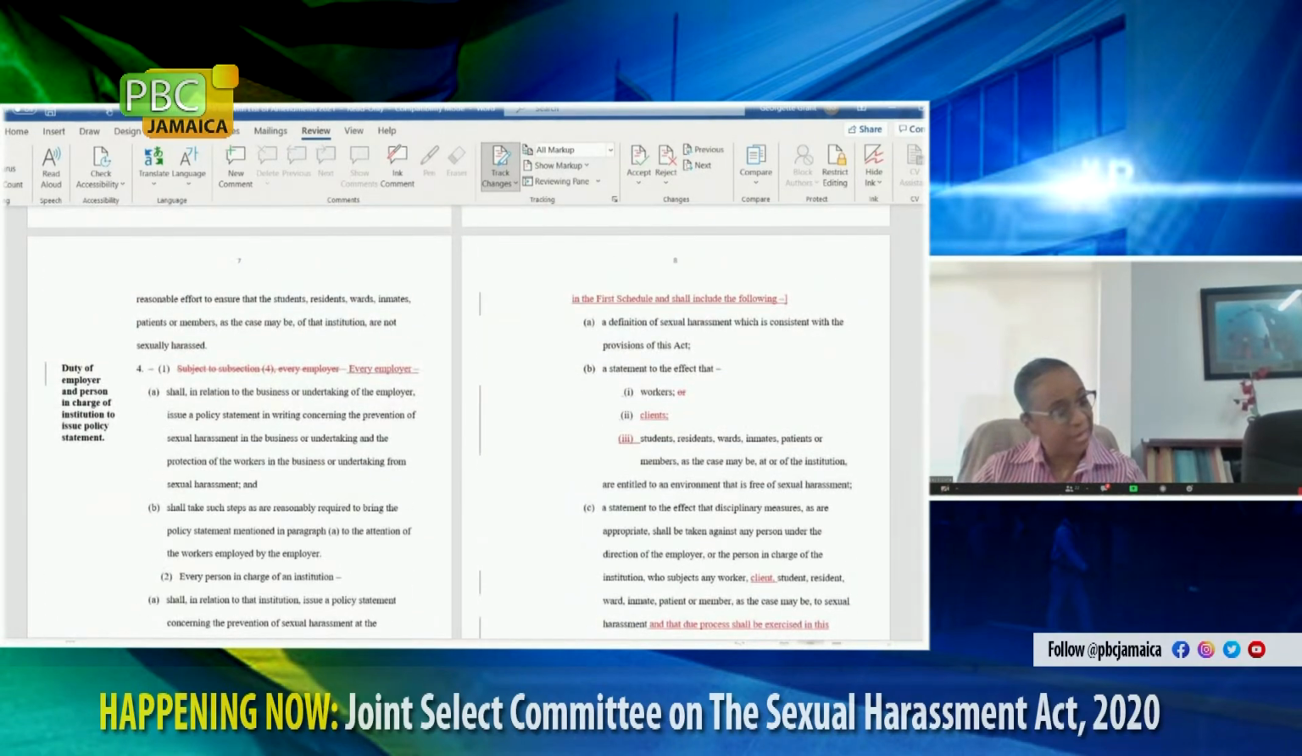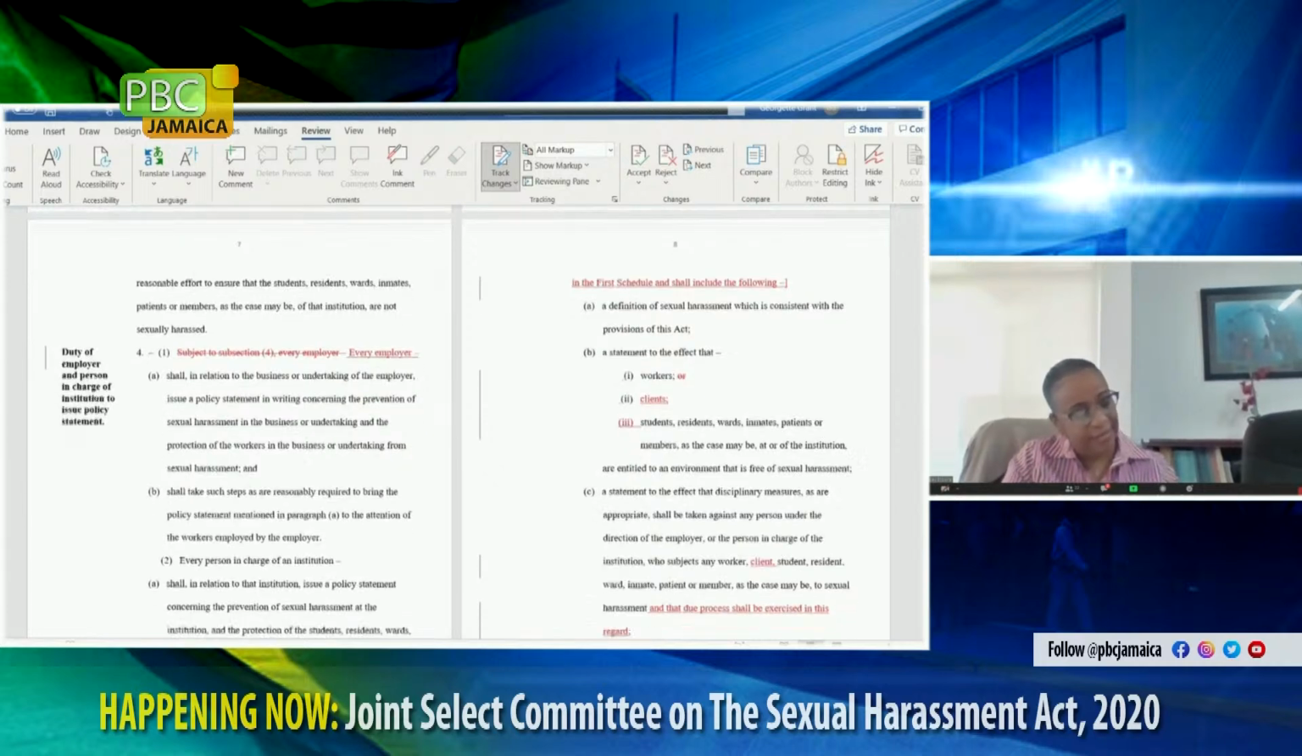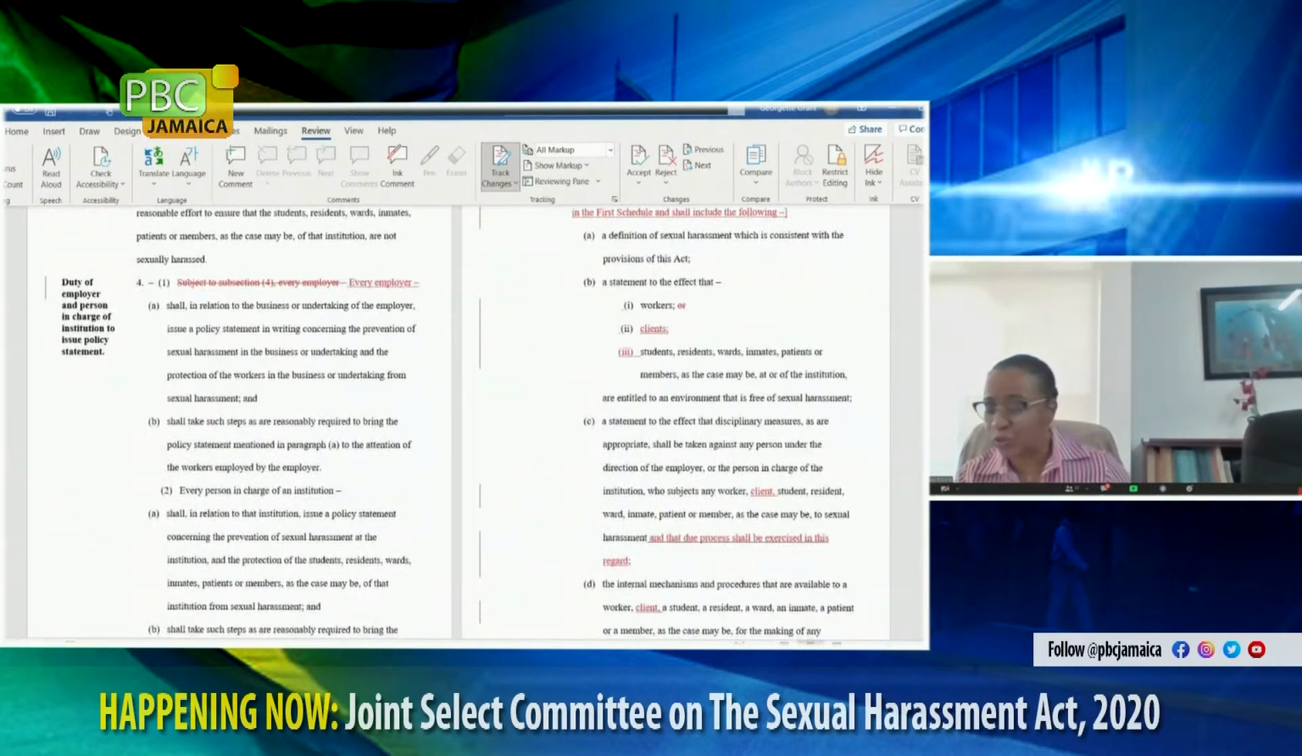And so it continues as is in the bill, and then we had to include, so we deleted paragraph B because we are now including clients as part of the construct of that framework for persons who may be harassed or may be sexually harassed. It would read now, a statement to the effect that workers, clients, students, residents, wards, inmates, patients, or members, as the case may be, at or of the institution, are entitled to an environment that is free of sexual harassment.